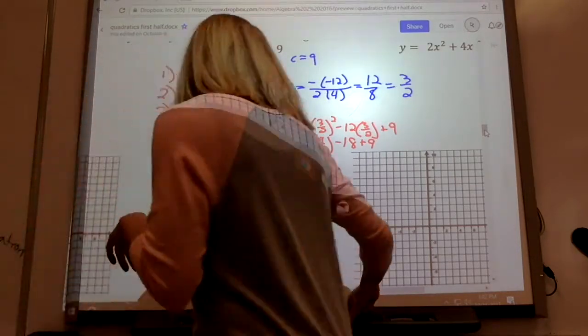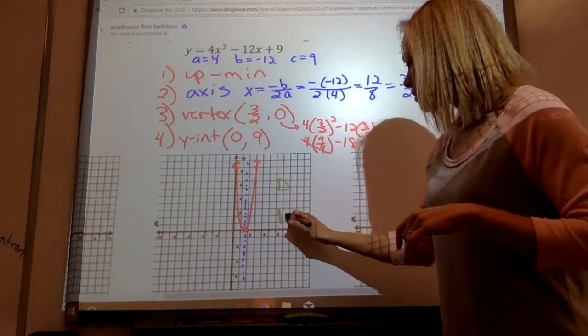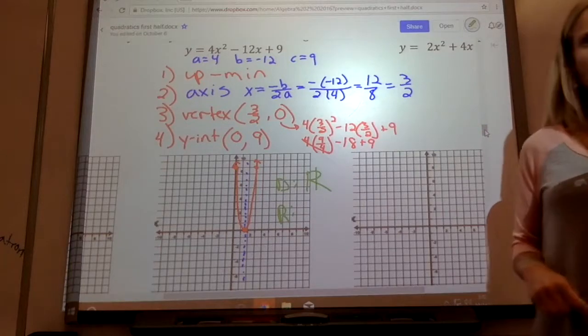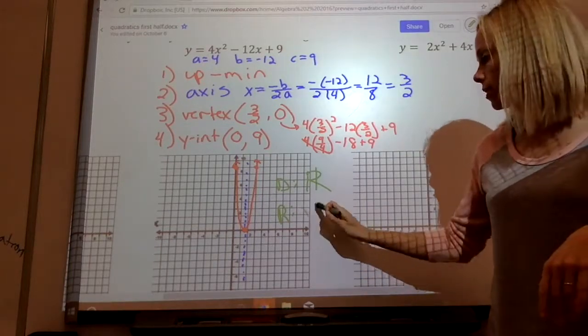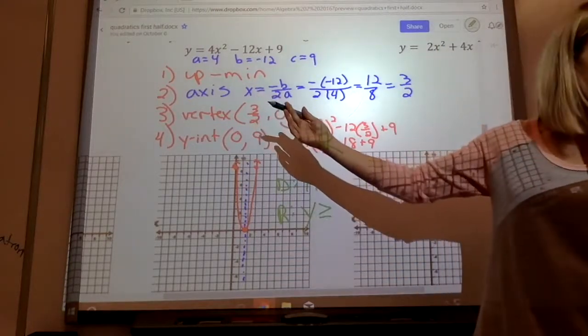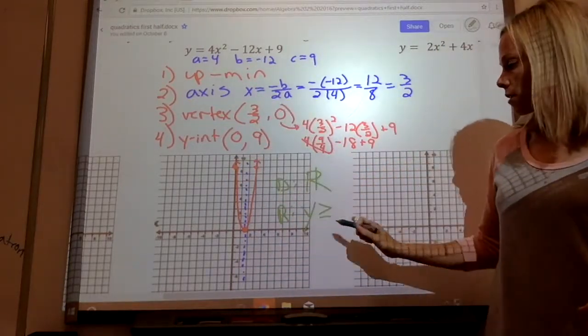So then my last steps here would be domain and range. Domain, of course, is all real numbers. It's always all real numbers. My range would be y is greater than, because I'm going up from my vertex, so y is greater than or equal to 0.